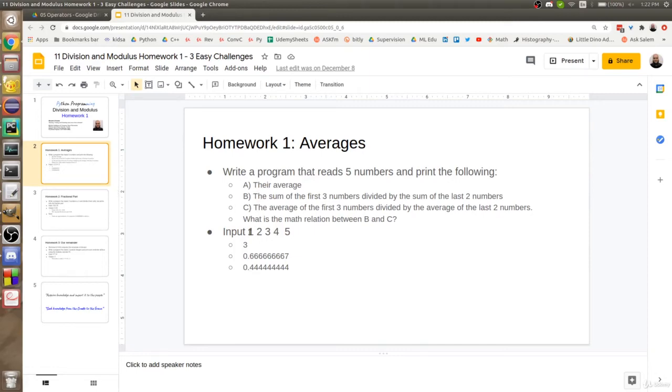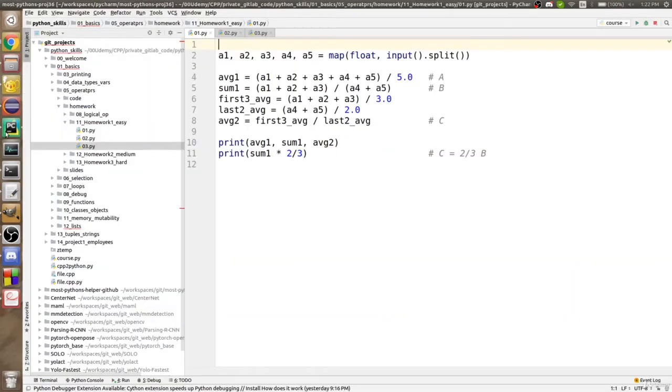This is a straightforward program to read the numbers and compute the results. So here we are going to read in a simple way the 5 numbers. Naming them 1, 2, 3, 4, 5 will make our life easy. So the average is just the summation of the 5 numbers divided by 5.